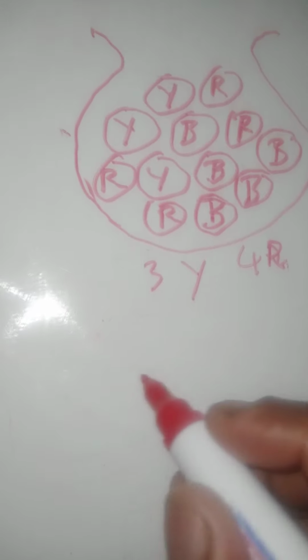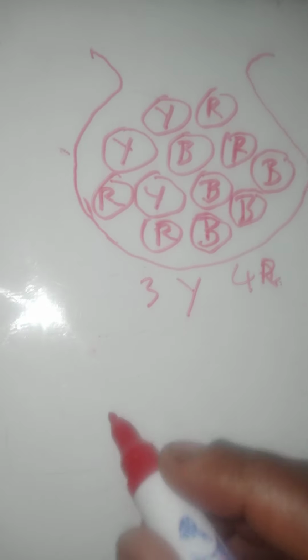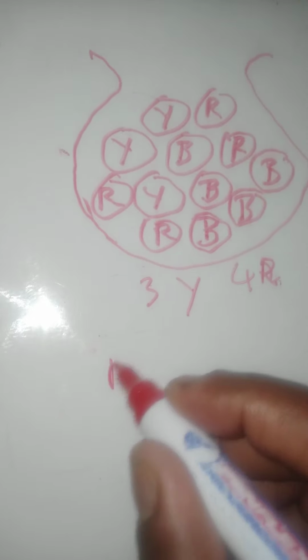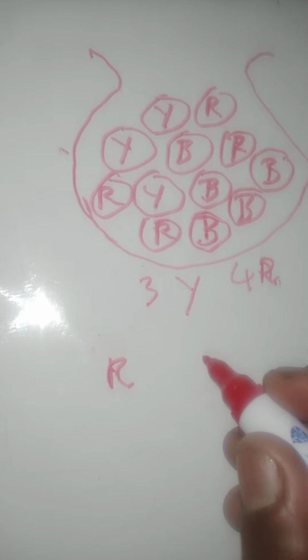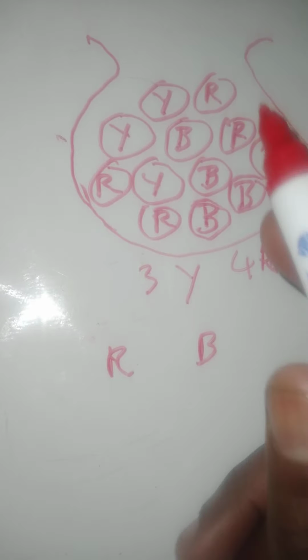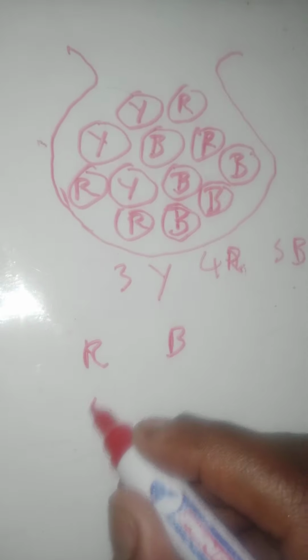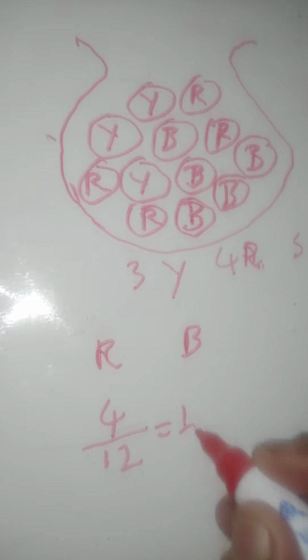Let's say if the ball is taken and it is replaced, what is the probability of getting a red on the first one and getting blue on the second one? So the probability of getting red on the first one, how many red balls are there? There are 4 red balls and the total is 12. So it means the answer is 1/3.